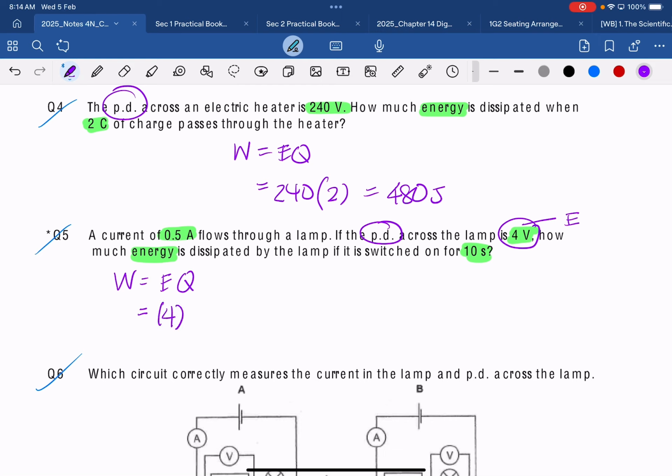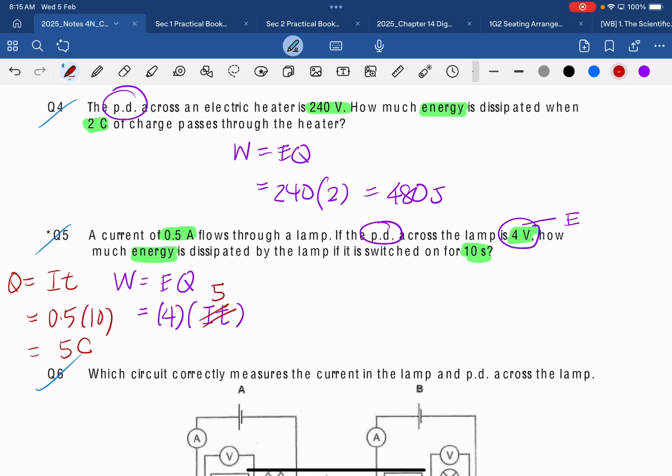Then I realize I don't have Q. Then what should I do, okay? I know that Q is actually IT, right? Of course, you can do it separately. If you don't wish to do it like that, you can do it separately. Q equals IT, and you put in your I, which is 0.5. Your T is 10 seconds. You will get 5 C. And then you put it as 5.